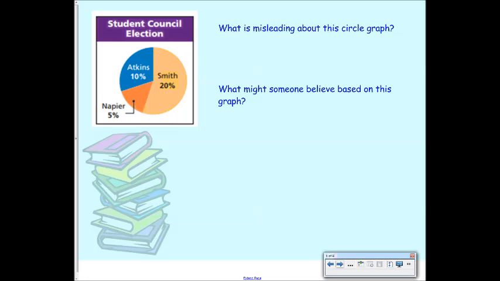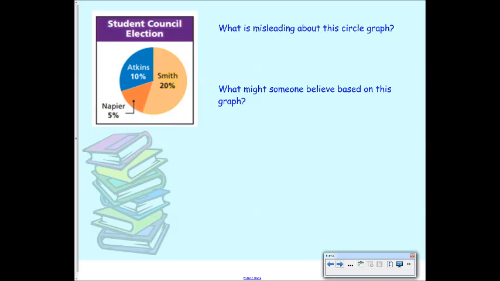Okay, what's misleading about this circle graph? What's going on in this circle graph? It's a student council election, right? So what's it counting? It only has 30% out of 100. Yeah, it only has 30%. It's supposed to have, Angel, you knew that? Yeah. It's supposed to have how much? Yeah, 35. It's supposed to have how much though? 100%. So what did they do here?